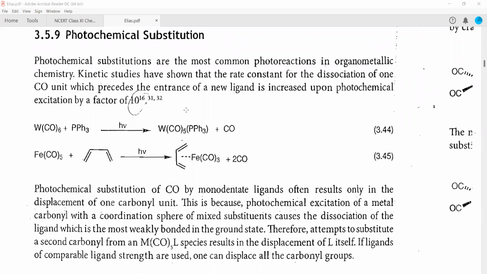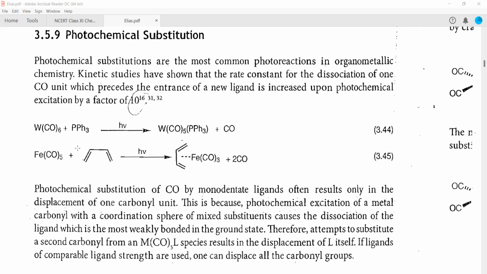Photochemical substitutions are the most common photoreactions in organometallic chemistry. Kinetic studies have shown that the rate constant for the dissociation of one carbonyl unit, which precedes the entrance of a new ligand, is increased upon photochemical excitation by a factor of 10 to the power of 16 to 32, quite a lot. That is so much, right? So this is a simple reaction. For example, in the first place, you don't consider the h nu for now.